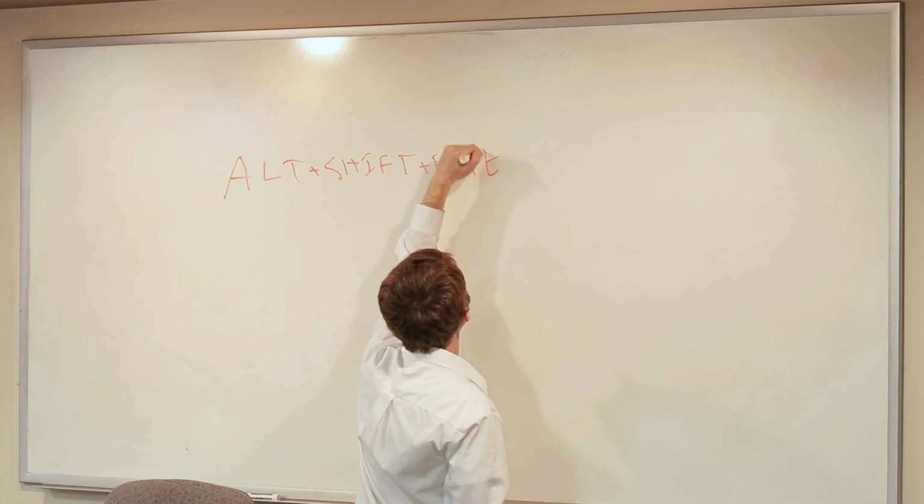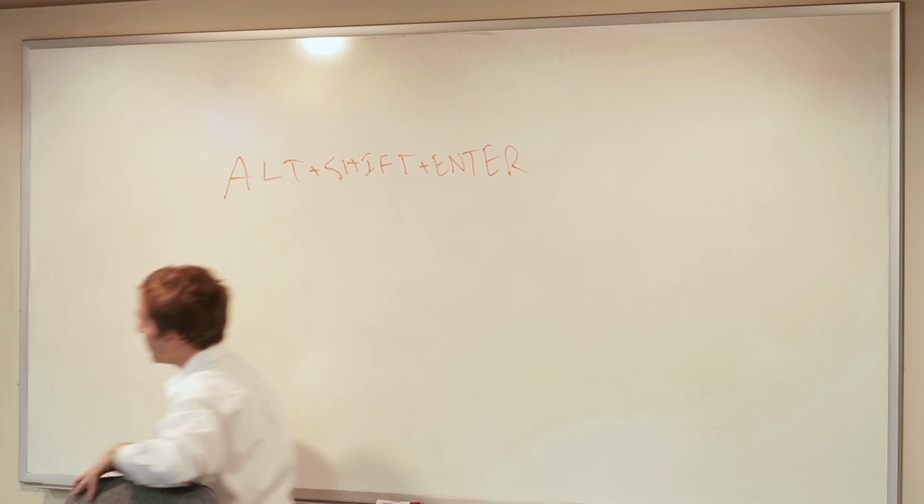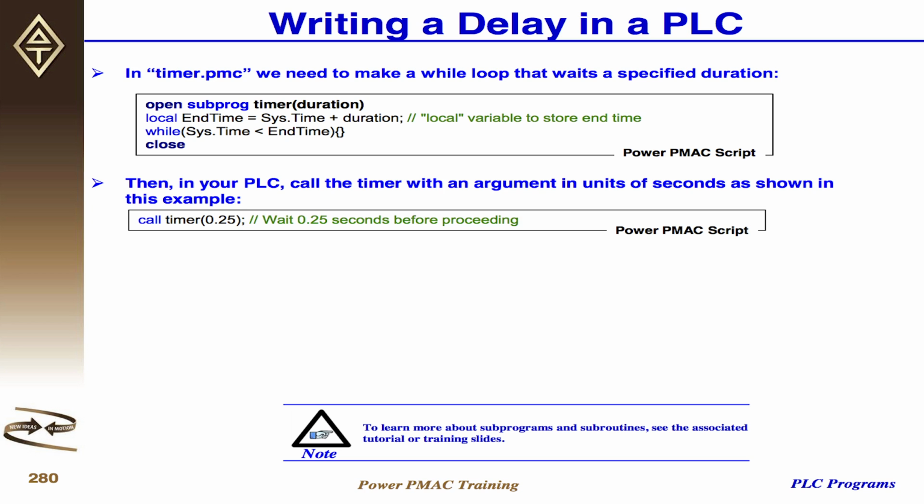That'll give you a little bit more room to see what you're doing. And then to use this in a PLC, you simply use the call syntax, so call timer, parentheses, and then the amount of time you want to wait in the argument. So the call command, you'll learn a little bit more about it when we get to the subprogram section of the class, but for now, just know that's all you need to do. Call timer, parentheses, and the amount of time you want to wait.